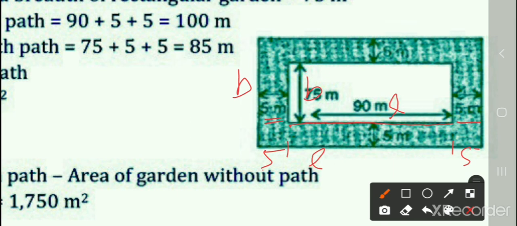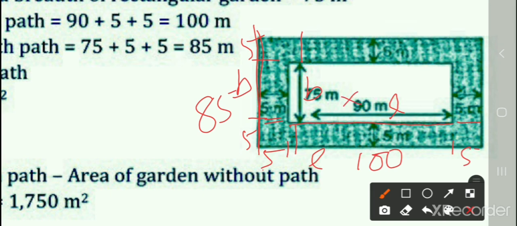Same way, the new rectangle's breadth will change from 75, this side plus 5 and this side plus 5. Here 5 increased and this side also 5 increased. So the new outer breadth will be 75 plus 5 plus 5, that is equal to 85, and the length 90 plus 5 plus 5 is 100. So the outer rectangle's area is 100 into 85. Inner rectangle's area is 90 into 75.